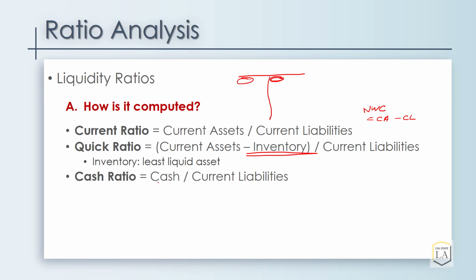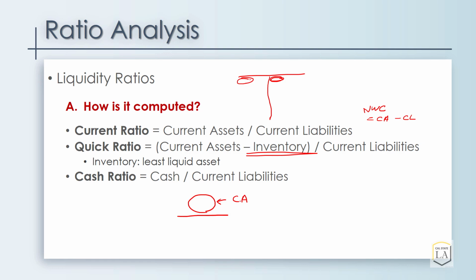And for the cash ratio, among all the current asset items, we are disregarding all others except for cash. So how much cash we have will be our numerator, and then we divide that by current liabilities. So that's how we compute the current ratio, quick ratio, and cash ratio. The rule is very simple. We are taking different amounts for our numerator, but it will all come from current assets.